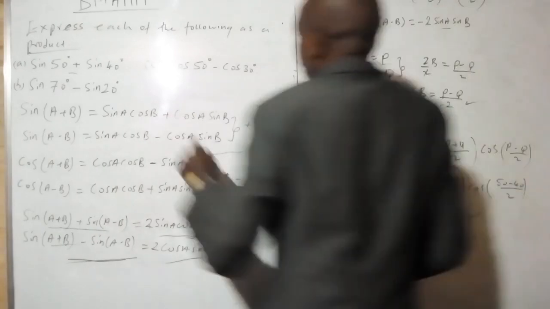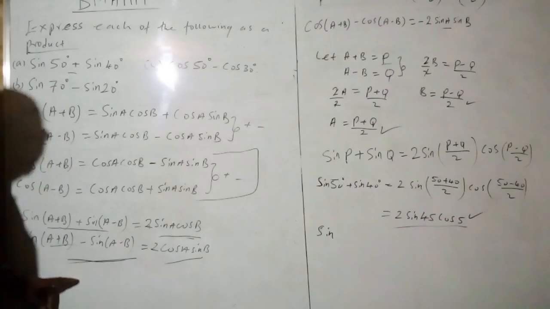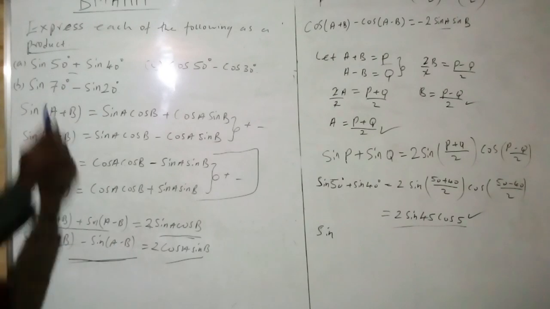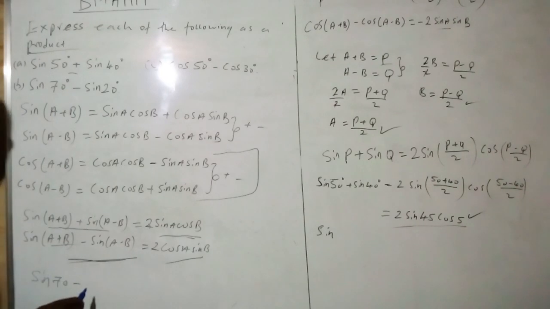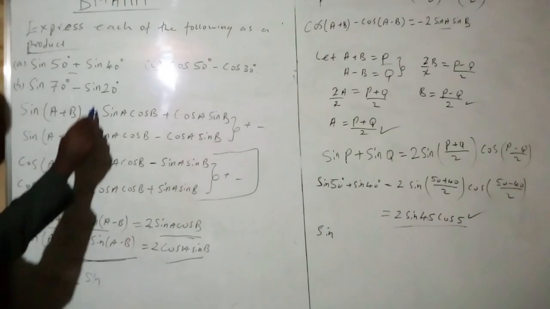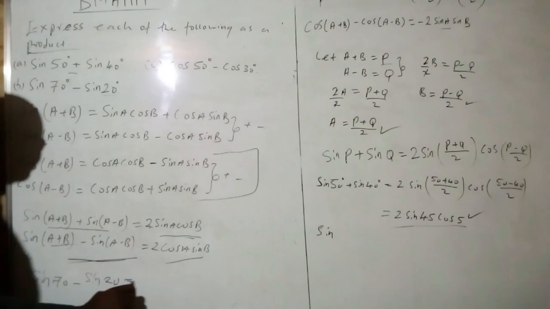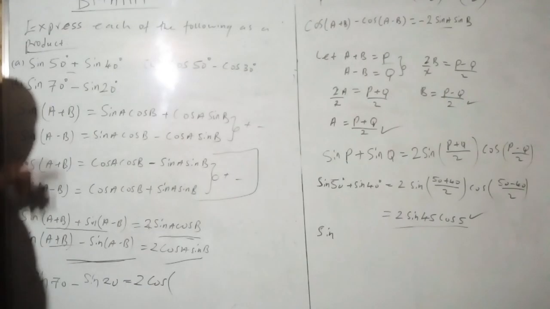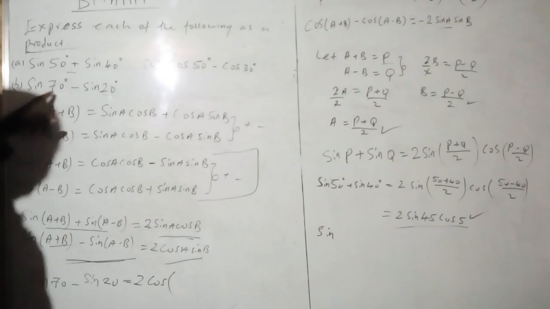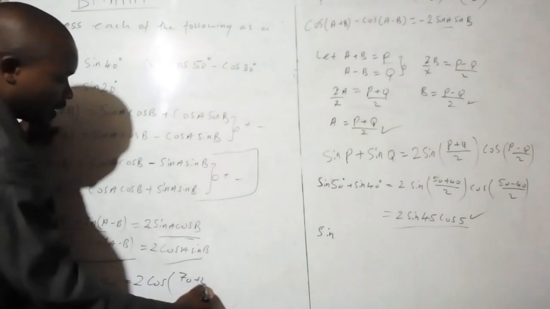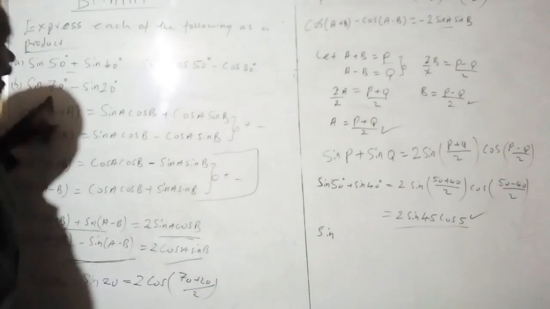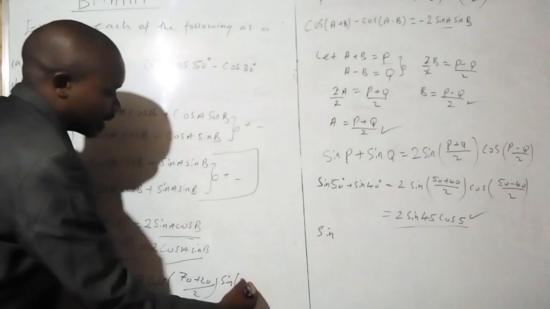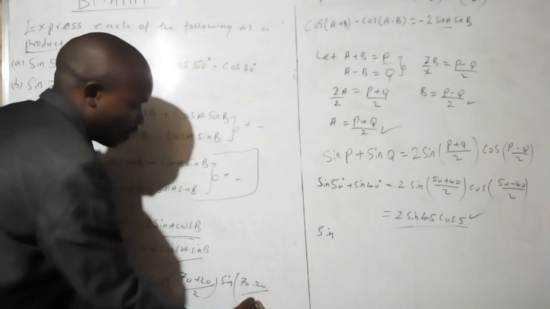We have it here. Sine P is 70 minus sine Q, sine Q will be 20, is equal to 2 cos of P plus Q, P is this, Q is this, 70 plus 20, you divide by 2. Then sine of P minus Q, 70 minus 20 all over 2. And here we are going to have what?